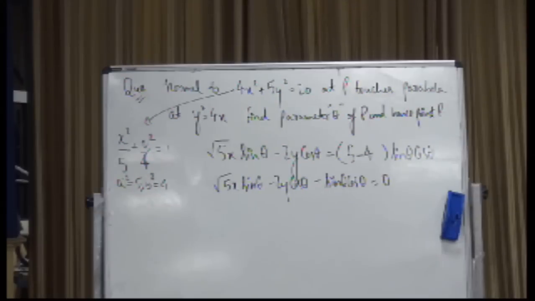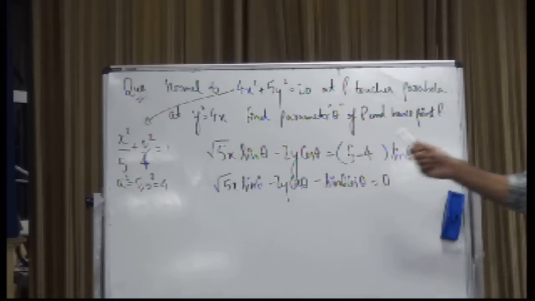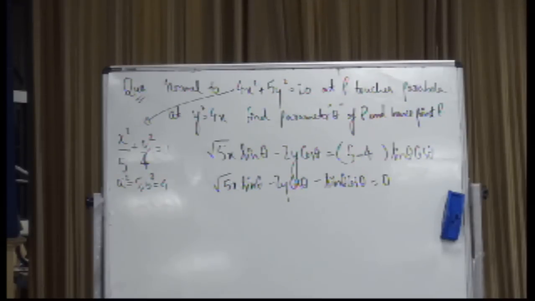Okay, and now see, this normal is touching the parabola, right? What does that mean? That this line is the tangent to the parabola, right? Now write down the equation of tangent.